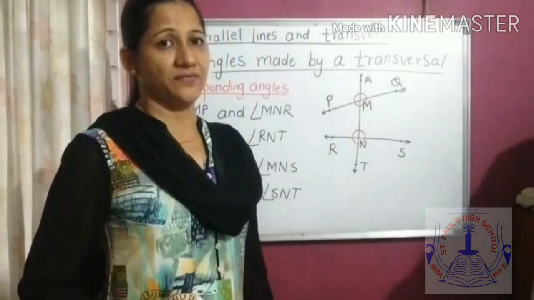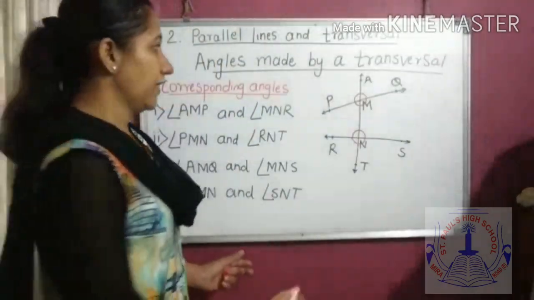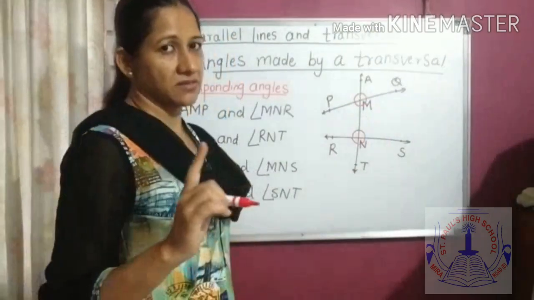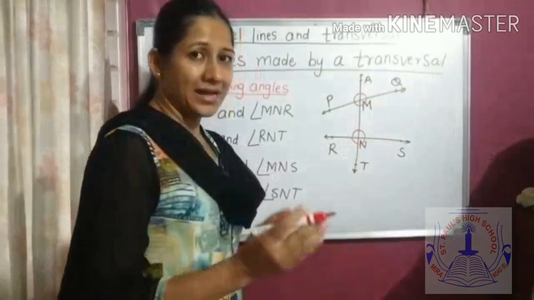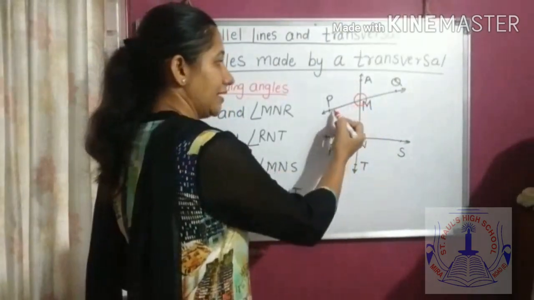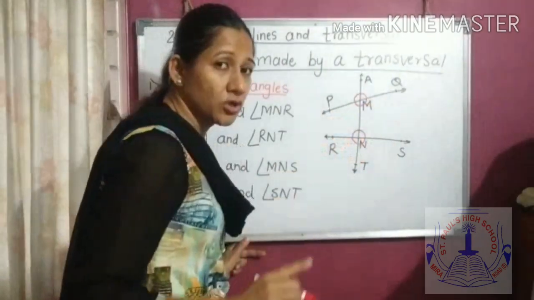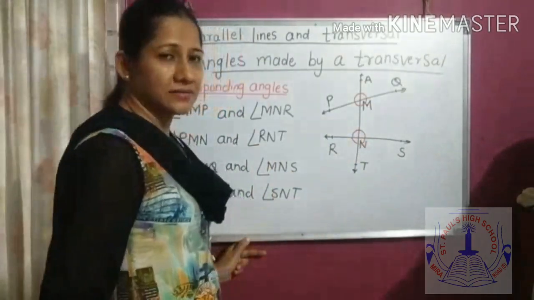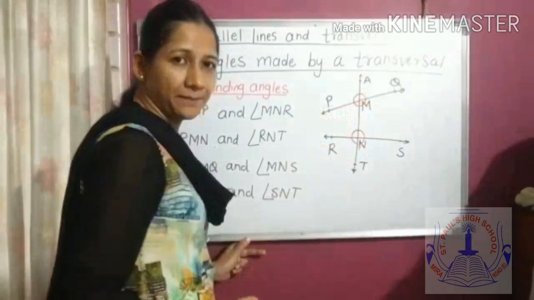Yes, so as per the definition, what are these corresponding angles? When the arms of the transversal in these pairs of angles are in the same direction, and the other arms of these two given lines are also on the same side, then they are called corresponding angles. Now here we will see it with an example.